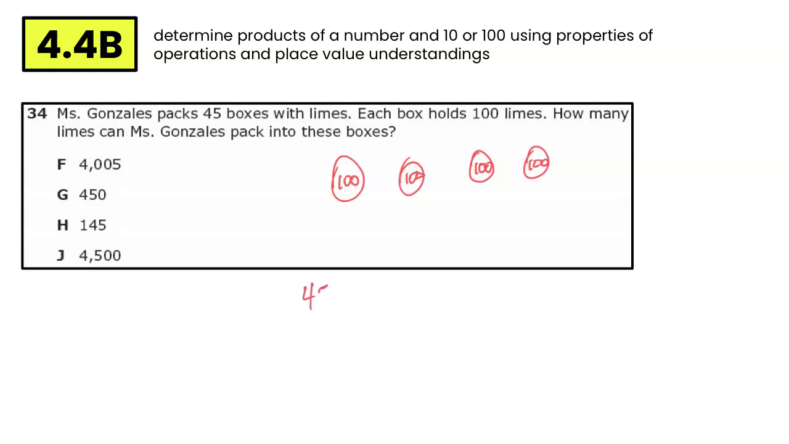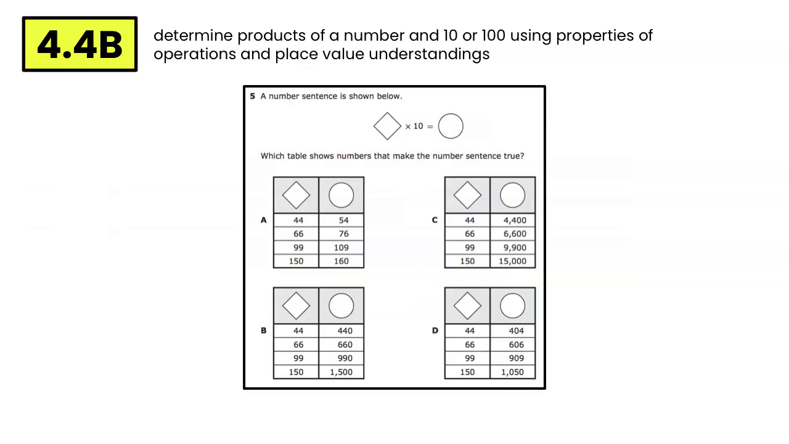From there, we know we're going to multiply 45 times 100, and so that's going to be 45 times 1, which is 45, and then our 2 zeros that come from our 100, and so therefore our answer would be letter J. There's a couple of misconceptions in this STAAR-released question that you'll want to be aware of to make sure that your students don't fall into these traps.